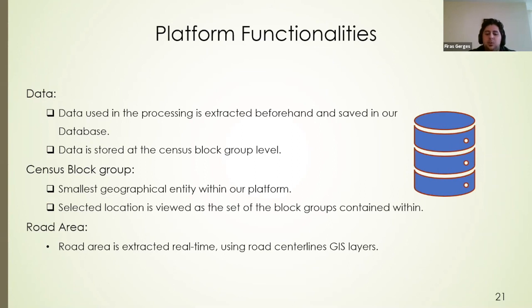So basically, when a user selects an area, we see this area as a set of census block groups contained within, and we compute the resilience at each block group and then do the transformation to the whole area. The only attribute that is computed in real time is the road area, in square miles, because we're using the GIS feature layer published by New Jersey GIS for road center lines, and they might change. So we put it as a real-time computation. Whenever a user selects an area, we're computing it, but it's a speedy process, so it's not slowing up the system.